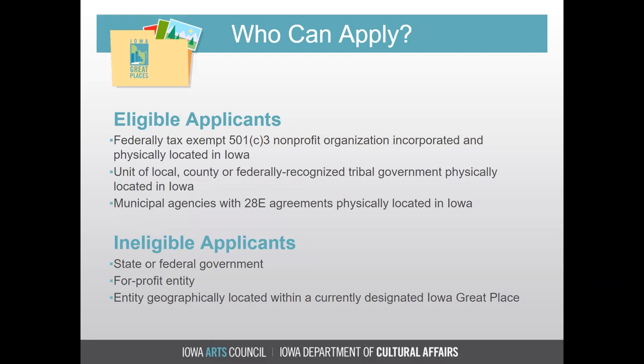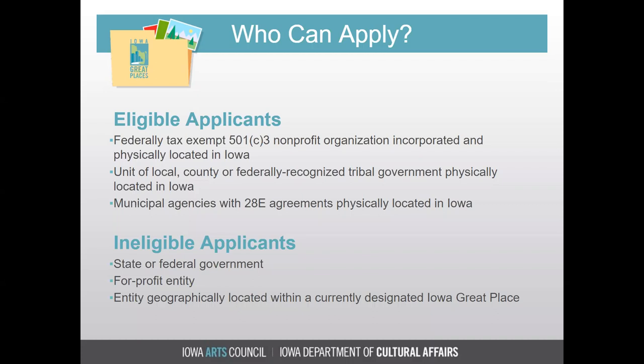So let's review some of the eligible applicants and ineligible applicants for this particular program. Eligible applicants to the program include federally tax-exempt 501(c)(3) organizations incorporated and physically located in Iowa. The fiscal location is defined as maintaining a current home office or registered agent address in Iowa as defined by the Iowa Unit of Local, County, or Federally Recognized Tribal Government physically located in Iowa, as well as municipal agencies with 28E agreements physically located in Iowa as well.